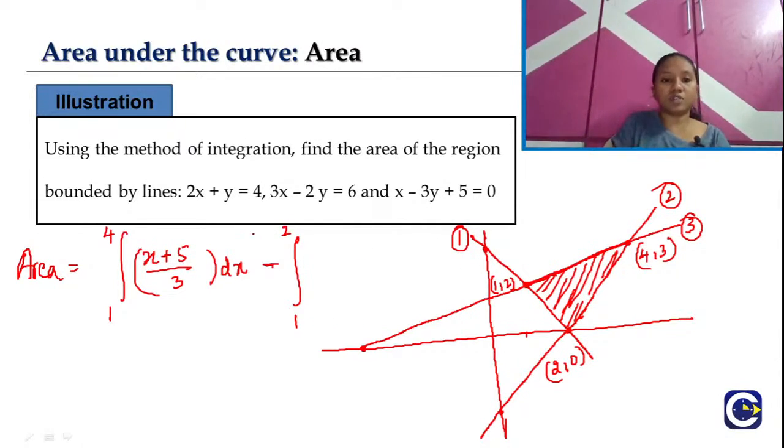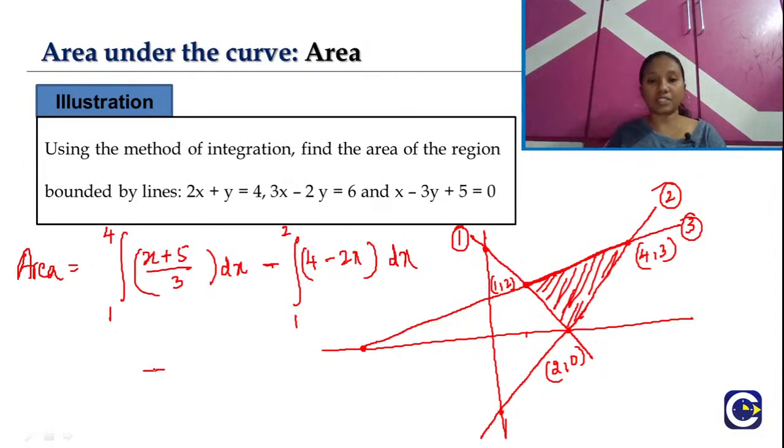And in terms of x, line 1 is given to be 2x minus 4 minus 2x, so 4 minus 2x dx within the limits 1 and 2. So now again the other curve should also be subtracted because that is also a lower line. So let's see the next one, that is this one.